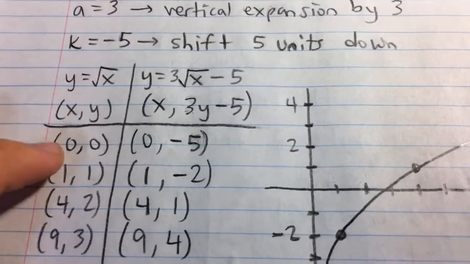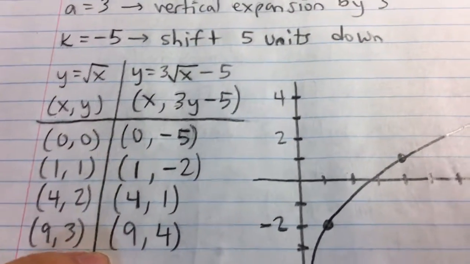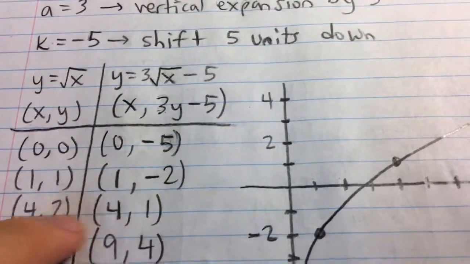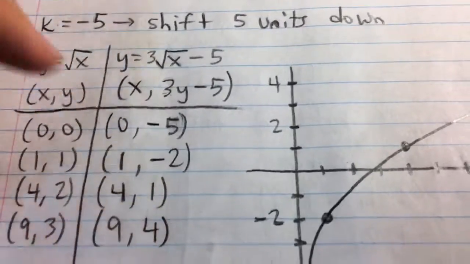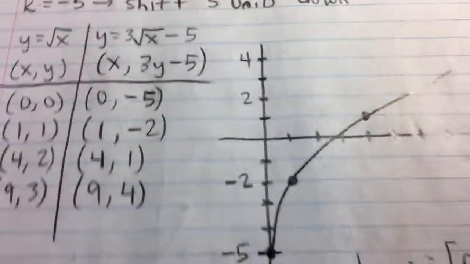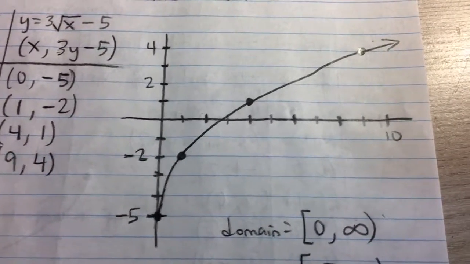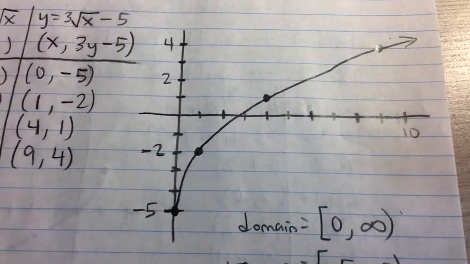And so all the x values stay the same: 0, 1, 4, 9. But I'm going to plug in 0 for y, then 1 for y, then 2 for y, and then 3 for y. And that's going to give me my 4 points right here. If you plot these 4 points, you're going to get something like this as your graph.